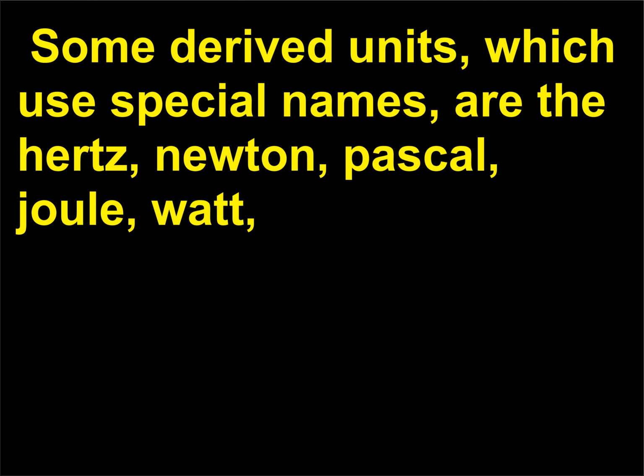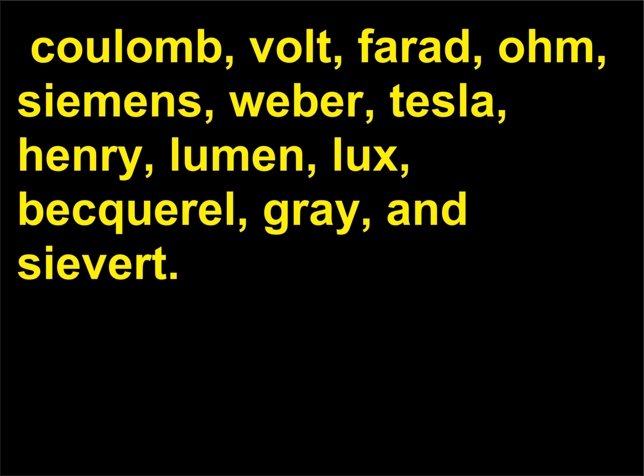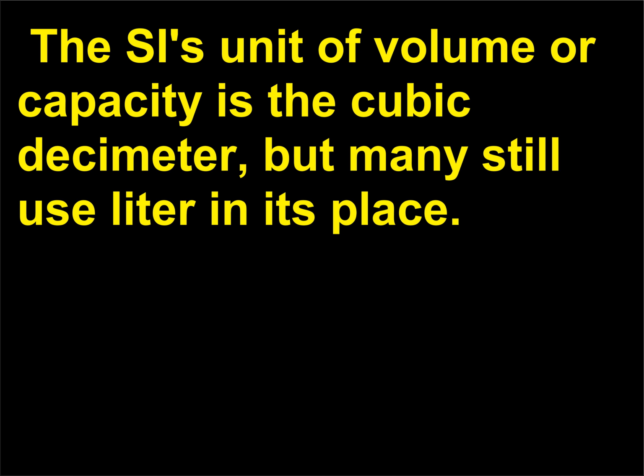Some derived units, which use special names, are the hertz, newton, pascal, joule, watt, coulomb, volt, farad, ohm, siemens, weber, tesla, henry, lumen, lux, becquerel, gray, and sievert. The SI unit of volume or capacity is the cubic decimeter, but many still use liter in its place.